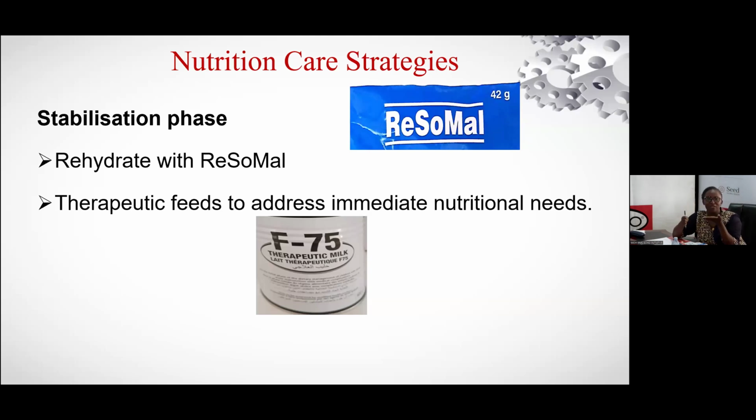You start low and then you continue to progress slowly. The reason we give F75 is to promote and repair the physiological and metabolic function and the electrolyte balance of the patient. That's why you have to offer the F75. It is our starter formula for children 6 months and above, and should be given every 2 hours. So this is our F75.